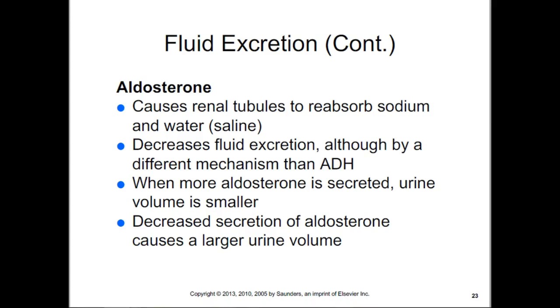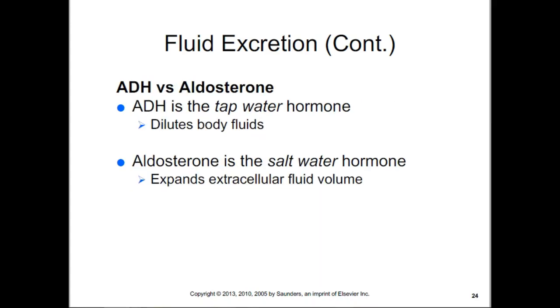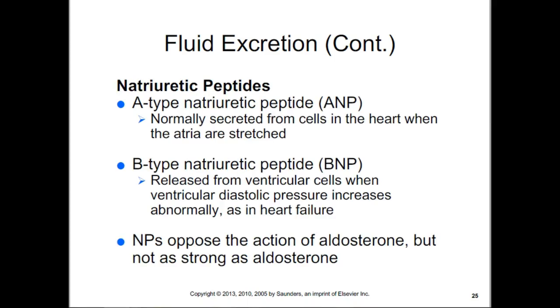Okay, so these pharmacological agents that decrease blood pressure are going to end in -prils, like captopril or lisinopril. It's a type of blood pressure medication. It is one way we can attack high blood pressure. All right, so ADH is like the tap water hormone. It dilutes body fluids. Aldosterone is our saltwater hormone. It expands extracellular fluid volume.